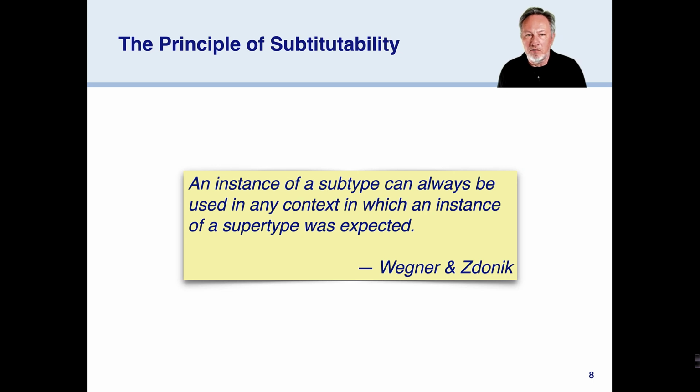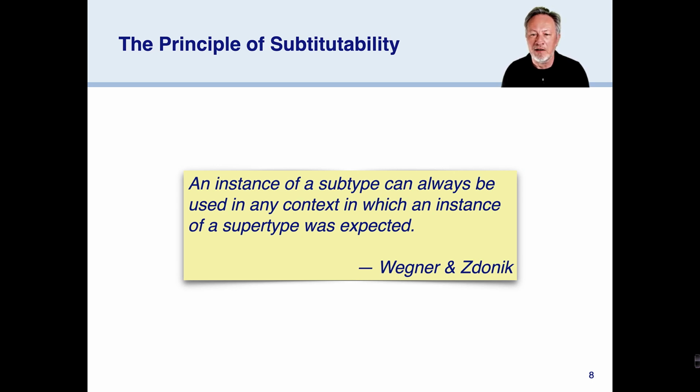Wegener and Stonick a few years earlier also introduced the notion of substitutability in their classic ECOOP 1988 paper, Inheritance as an Incremental Modification Mechanism, or What Like Is and Isn't Like. They state that an instance of a subtype can always be used in any context in which an instance of a supertype was expected. This sounds like it makes sense, but what does this actually mean?